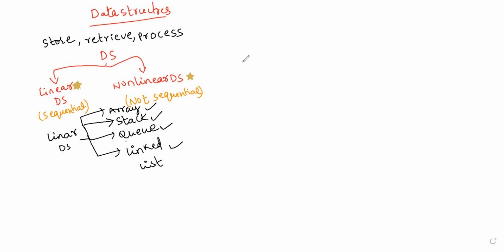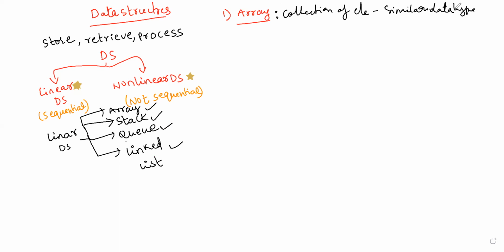So first we come to the array. What is meant by array? Let me explain about the array. An array is a collection of elements with a similar data type. So a collection of elements with similar data type is called an array.